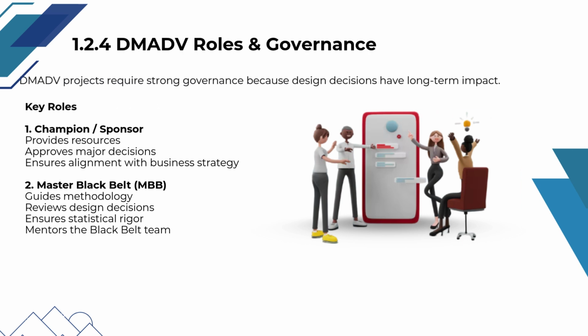In DMADV, strong governance is essential because design decisions have long-term business impact. The champion or sponsor provides necessary resources, approves major decisions, and ensures the project aligns with overall business strategy, while the master black belt guides the methodology, reviews design choices, ensures statistical rigor, and mentors the black belt team throughout the project.